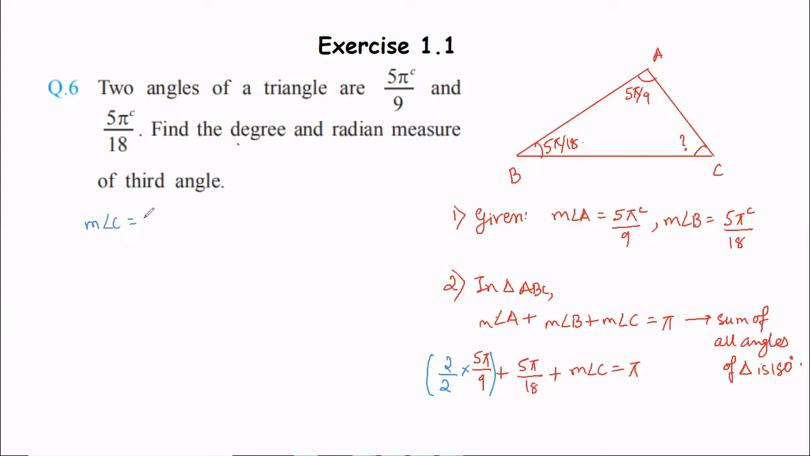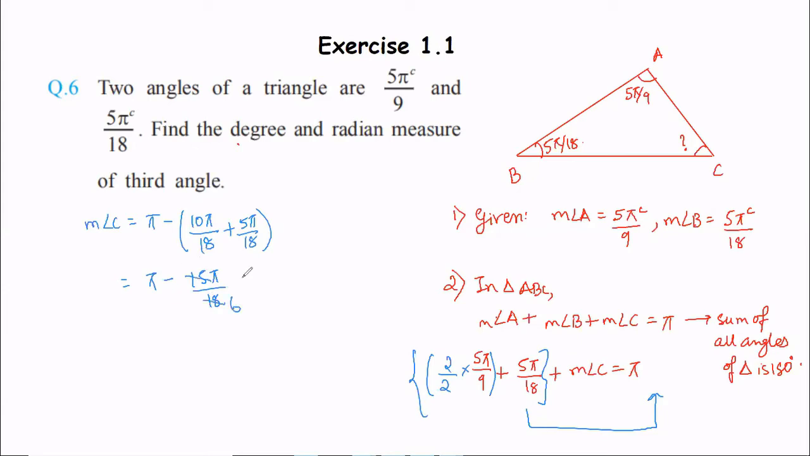Okay. So now measure angle C will be equal to pi minus, I've taken these entire angles to the other side, so we can subtract from pi. So that will be pi minus 10 pi by 18 plus 5 pi by 18, which is nothing but pi minus 15 pi by 18. The base is common, we can add the numerators. So 15 and 18 get cancelled, 6 and 5 remaining. So we are having pi minus 5 pi by 6. Further, we can cross multiply. We will have 6 pi minus 5 pi by 6.